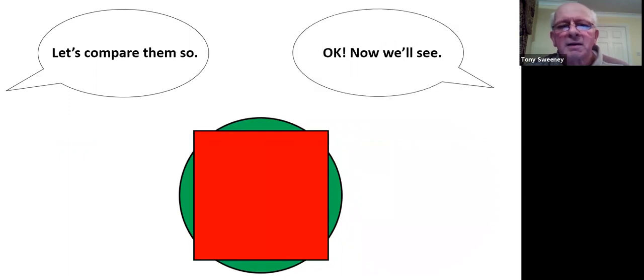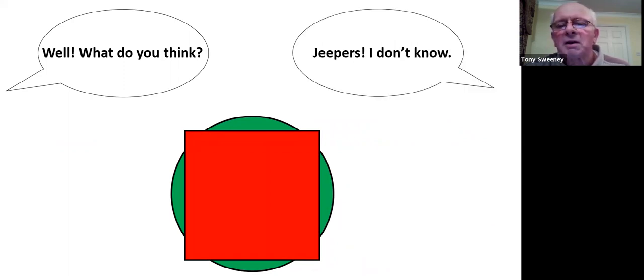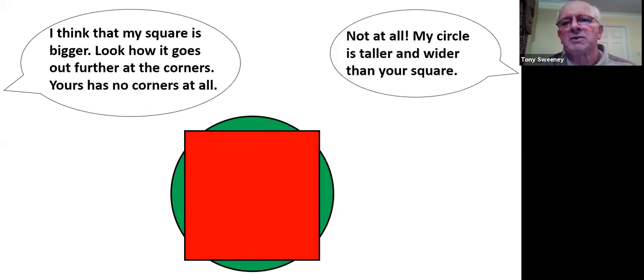Okay, now we'll see. Well, what do you think? Jeepers, I don't know. I think that my square is bigger. Look how it goes out further at the corners. Yours has no corners at all. Not at all. My circle is taller and wider than your square.